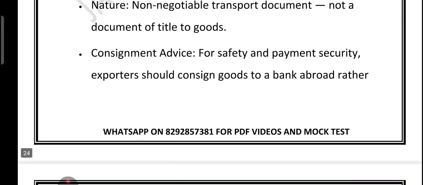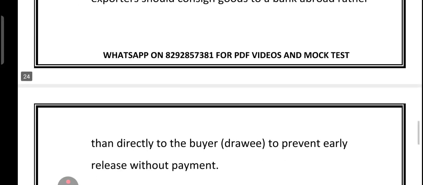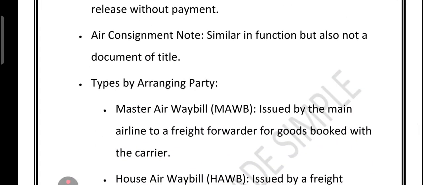For the exporter, there is a smart safety move: consign your goods to a bank abroad instead of directly to the buyer. Why? Because if you send it directly to the buyer, they might get the goods before paying you. So the bank acts like a middleman, releasing the documents only after the payment. You may also hear about something called air consignment notes. Basically, these are the same in function as an AWB, but again not a document of title.